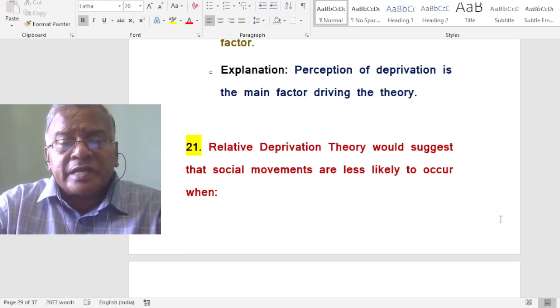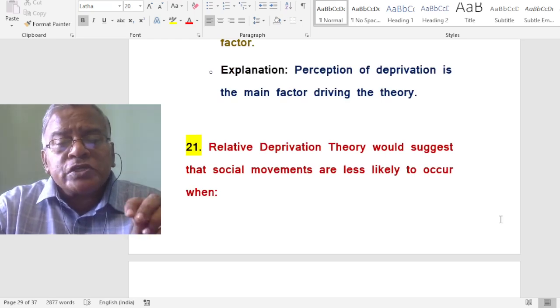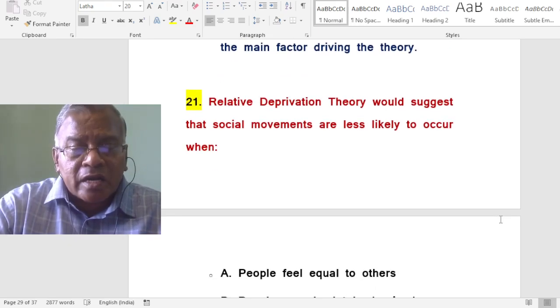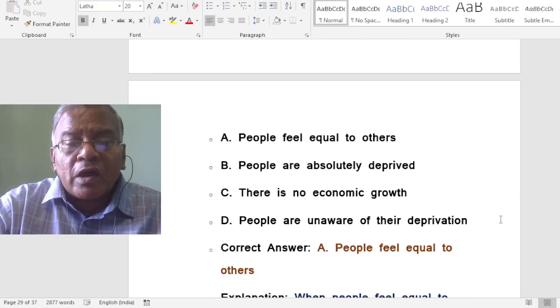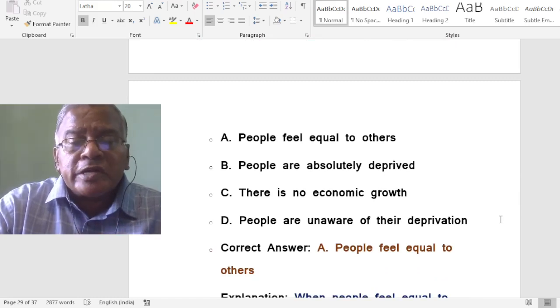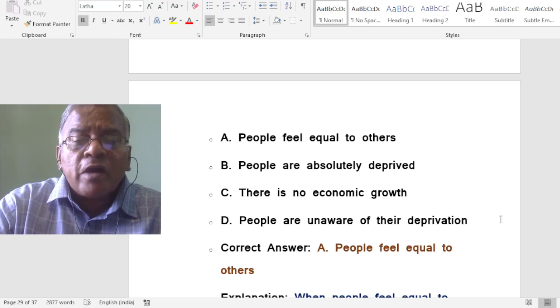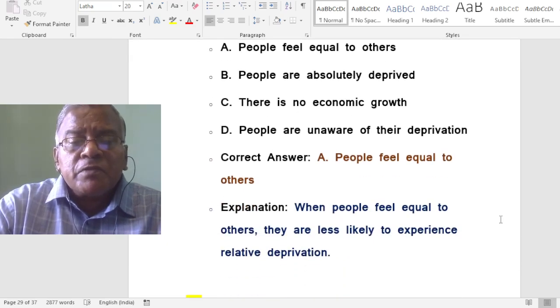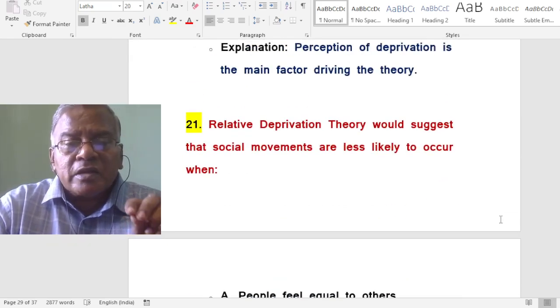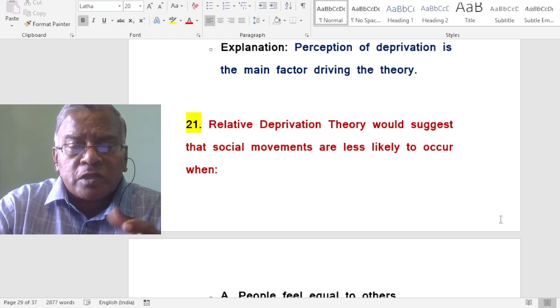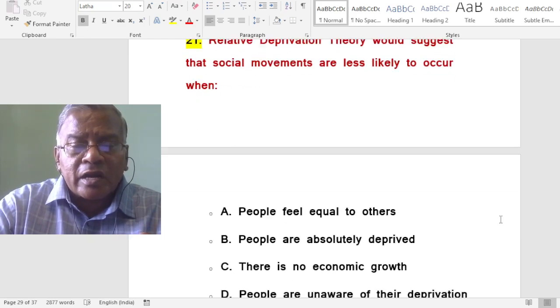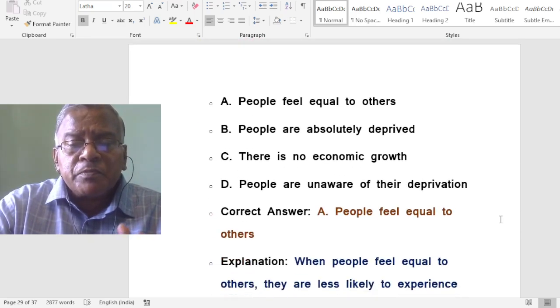Relative deprivation theory would suggest that social movements are less likely to occur when people feel equal to others, when people are absolutely deprived, when there is no economic growth, when people are unaware of their deprivation. People feel equal to others. This relative deprivation theory would suggest that social movements are less likely to occur when people feel equal to others.